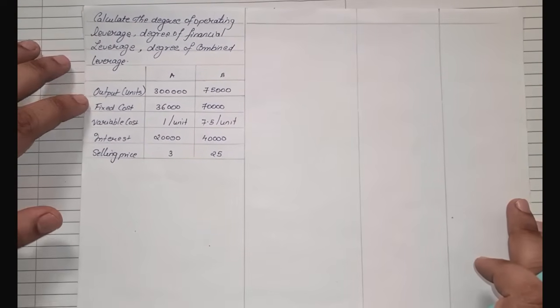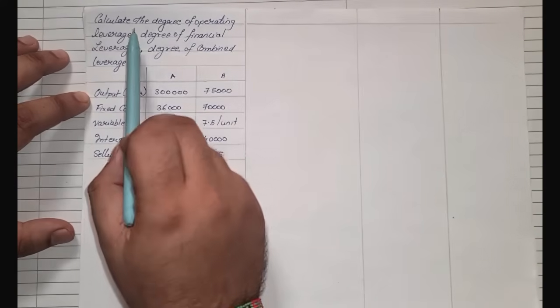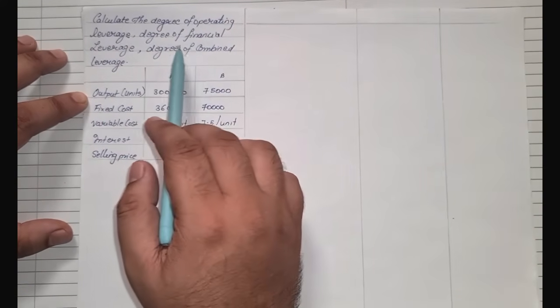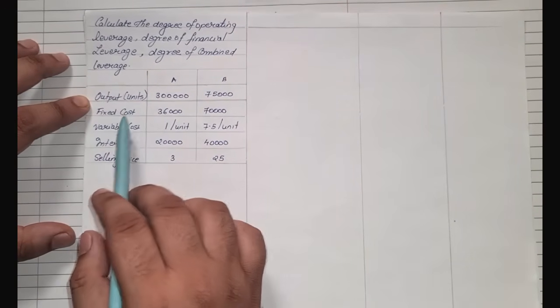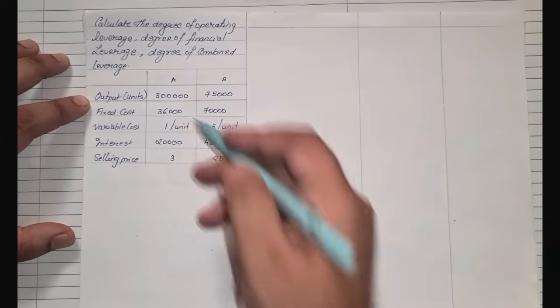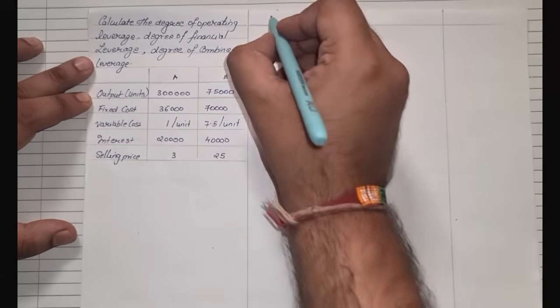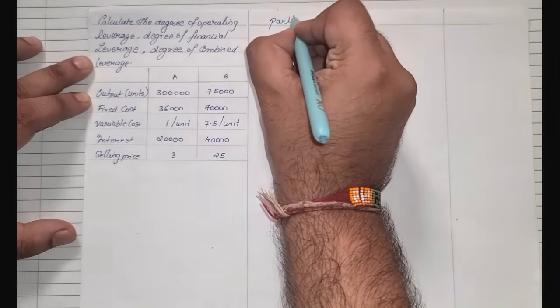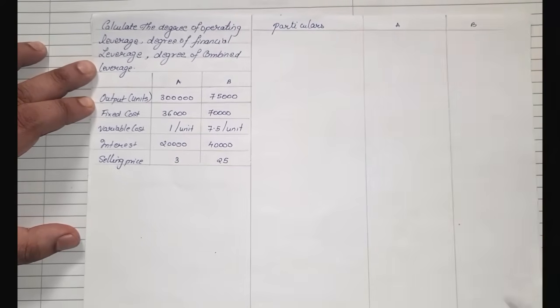Let us see the very first sum, how to calculate leverages. The question given is, calculate the degree of operating leverage, financial leverage and combined leverage. They have given you output in units, fixed cost, variable cost, interest and selling price. We have company A and company B. Always remember, in order to solve the formulas based on leverage, we need to first create the income statement. So let us start with the income statement. I'll write here particulars, company A and company B.